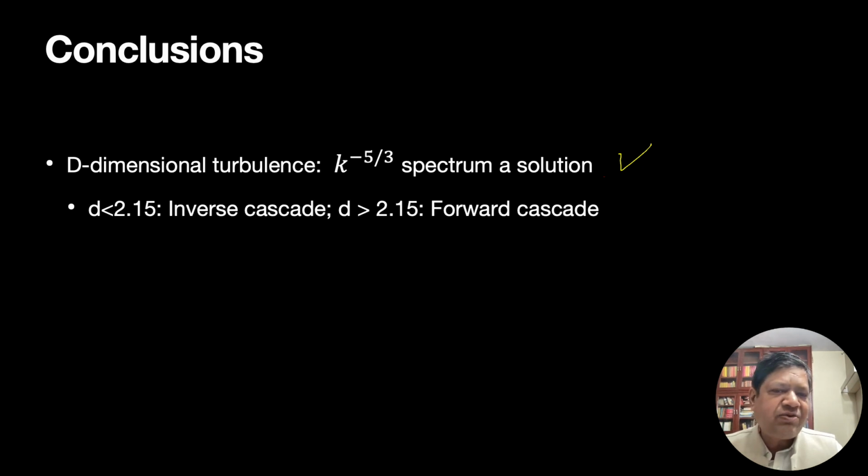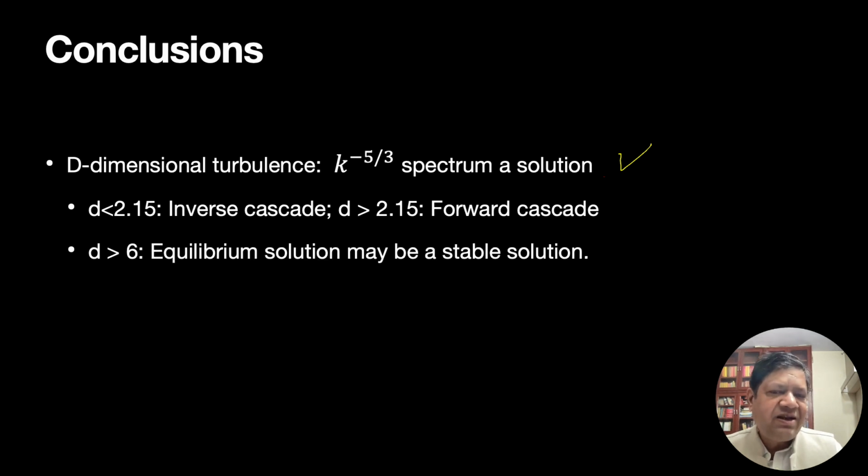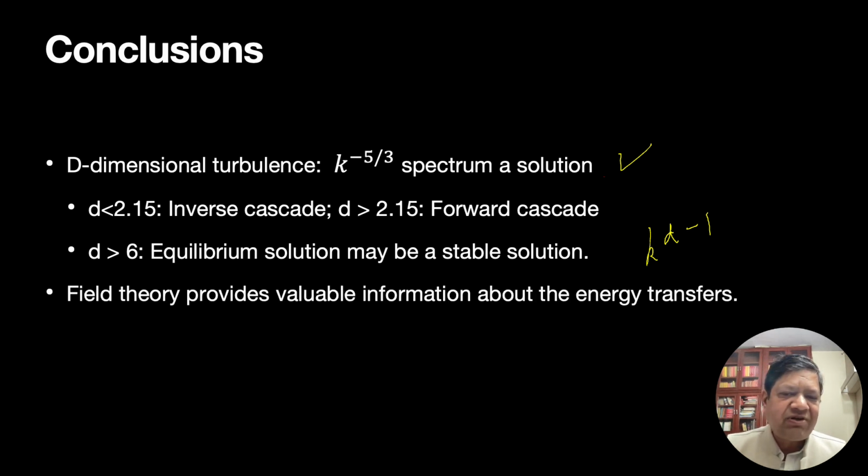So for d less than 2.15, inverse cascade; for d greater than 2.15, forward cascade; for d greater than 6, equilibrium solution. Equipartition is the equilibrium solution. By the way, please keep in mind the equipartition solution is E(k) proportional to k to the d minus 1, because every mode has the same energy. And field theory provides valuable information about energy transfers. I showed you shell-to-shell transfer, fractional energy transfer, energy flux. We can learn that from this.